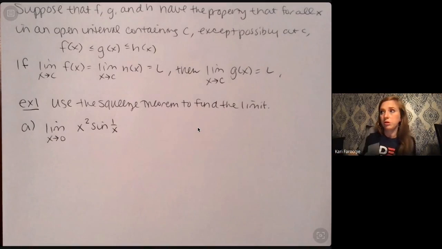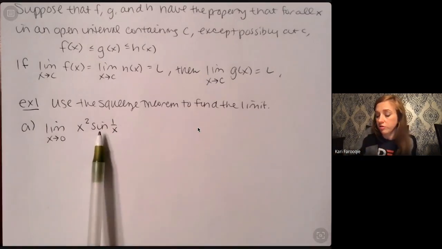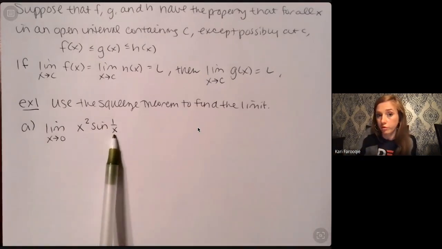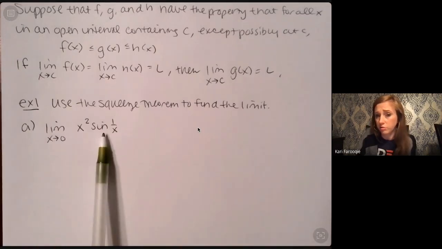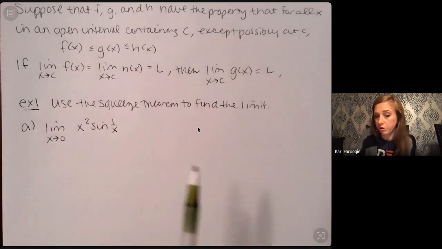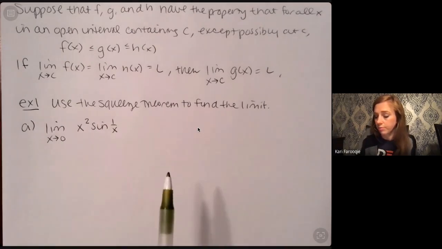Now, you might be thinking, well, why would I need the squeeze theorem for this? Can't I just evaluate this directly? No, because you can't actually take the sine of 1 over 0. So it doesn't matter that you're taking 0 times this quantity because you don't know what this quantity is. It's not just like taking 0 times a number. This might not be just some number. It could be infinite. We don't know.